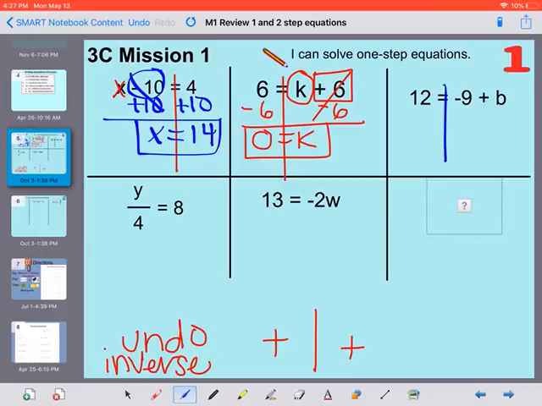Next, we have to get b by itself. Now this is a negative 9, so to get rid of that we have to do the opposite and add 9. Those eliminate, and we have b equal to, well, 9 plus 2 is 11, and 1 plus 1 is 2, so 21.